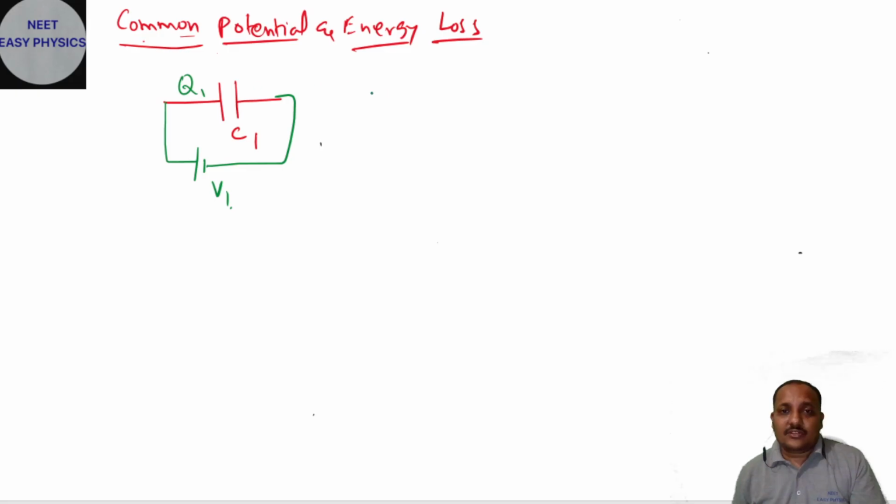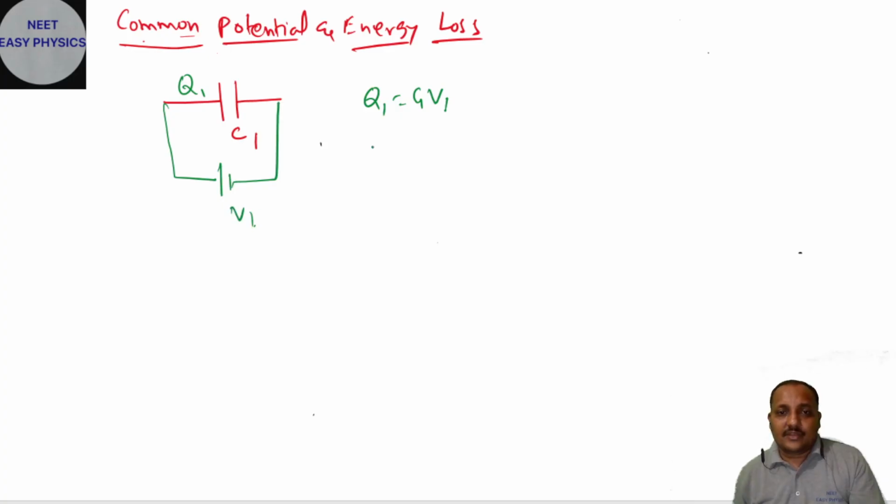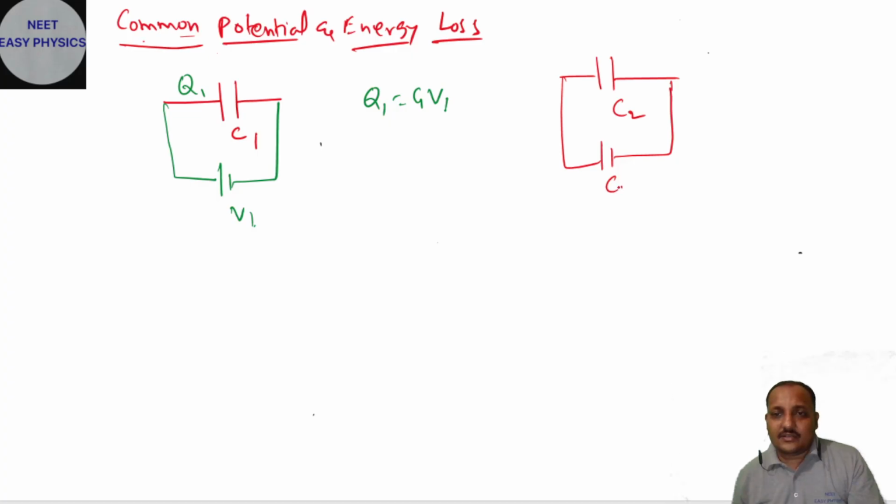What is the charge on it now? Q1 is equal to C1 V1. Now they will remove this battery V1. Then again they will connect another battery V2, so we'll keep this one here and draw another battery V2 connected to charge the capacitance C2.